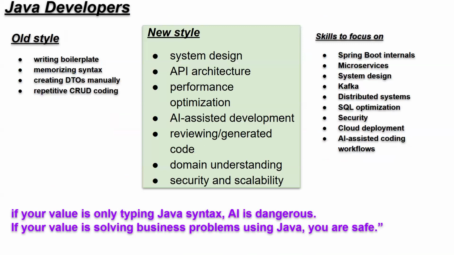Instead of focusing only on writing code, please be focused, each and every developer, of any kind: system design, API architecture, performance, AI assistance, reviewing code, generating code, domain understanding, security, scalability. I'm not mentioning any technology. I just want to talk about your way of thinking. Please think this way.